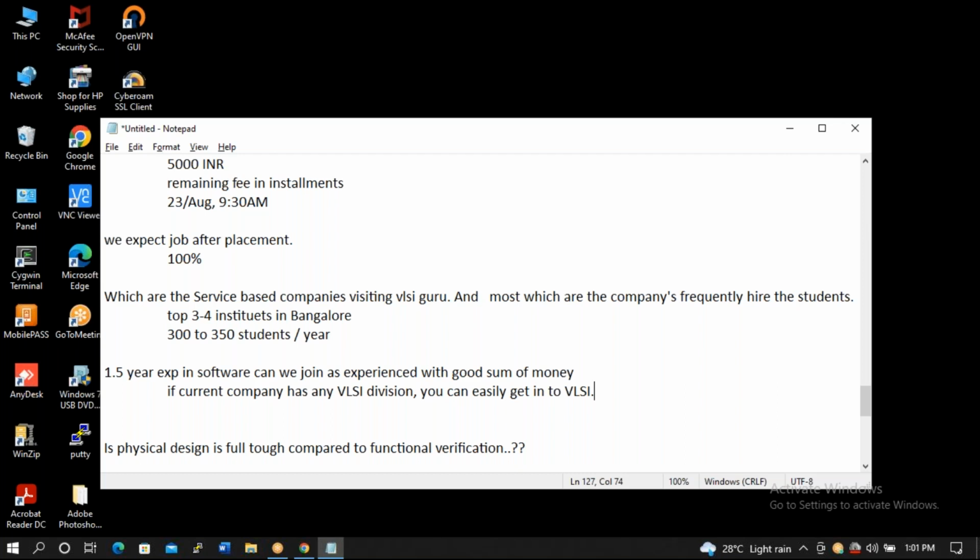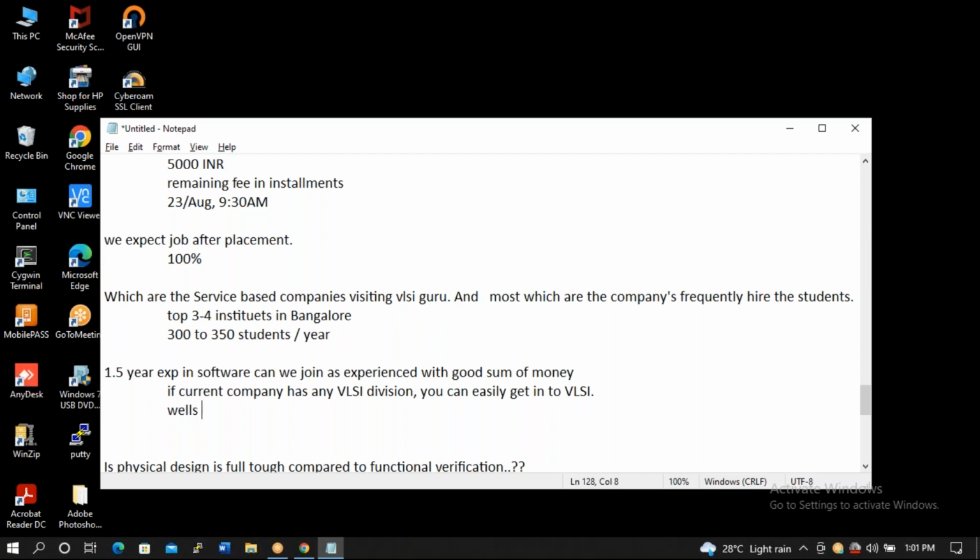It is possible. But if it is purely a software company, let's say Wells Fargo, does it have any VLSI division? No, it's a pure software company. So it is difficult to justify that I worked as a VLSI engineer in Wells Fargo. But if your company has anything related to VLSI or electronics, embedded systems, you can easily get into VLSI. Now, the good sum of money depends upon your performance.